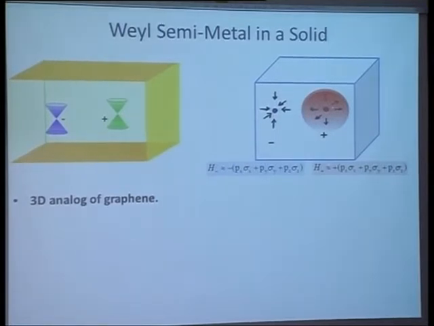If you have one band touching here, described by this Weyl equation, there must be another one which is described by the opposite chirality, or the opposite locking between the spin and the momentum, somewhere else in the Brillouin zone, for consistency.